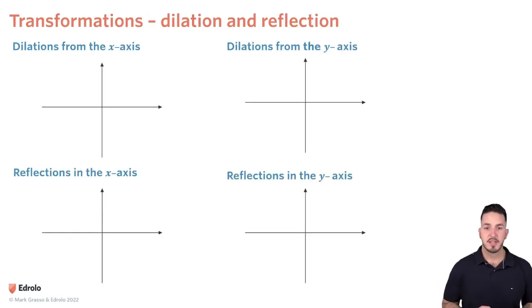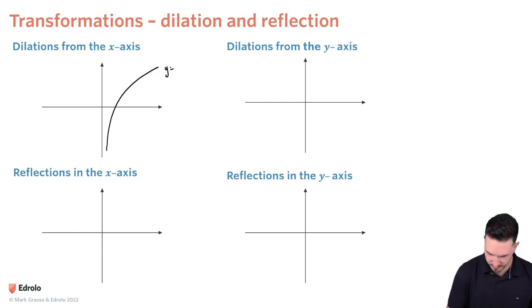So firstly, we're going to be looking at dilation and reflection. So looking at dilations from the x-axis. So for dilations from the x-axis, that means we're stretching it away from the x-axis. So let's look at just our standard graph to start off with. Let's call this y equals log 10 of x. So it's a base of 10. And that point there is going to be 1, 0.